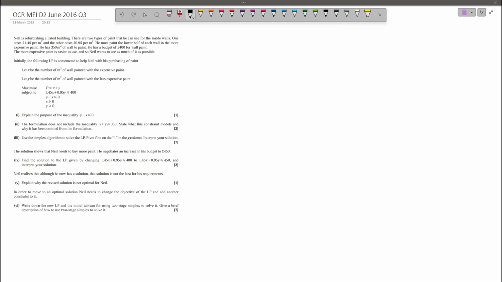And we've been given an initial linear programming problem to help Neil with his purchasing of paint. X is the amount of expensive paint purchased, and Y is the amount of less expensive paint purchased.